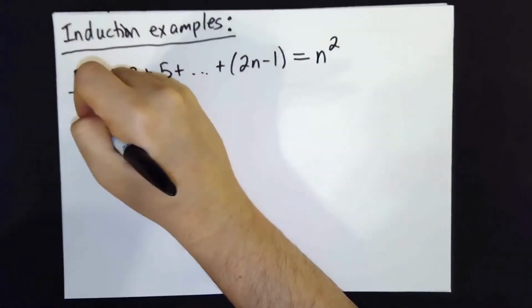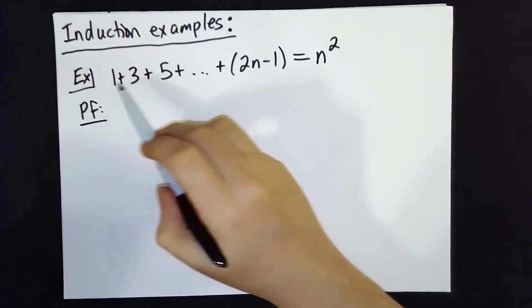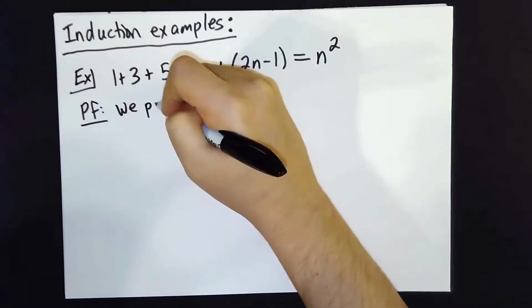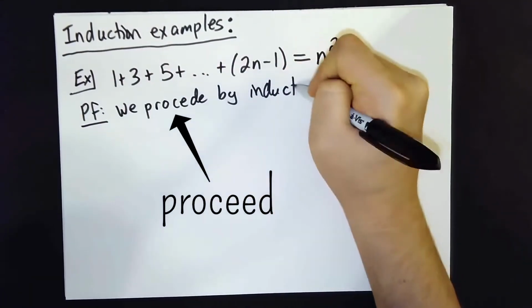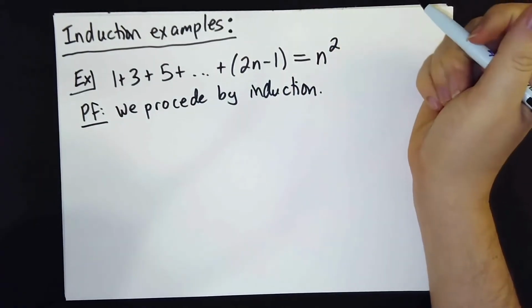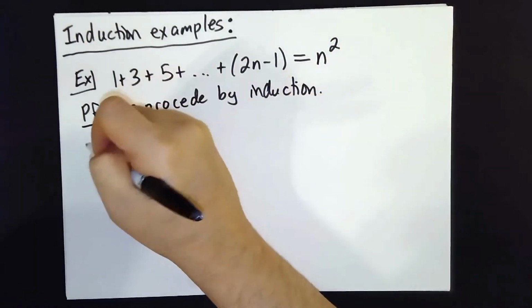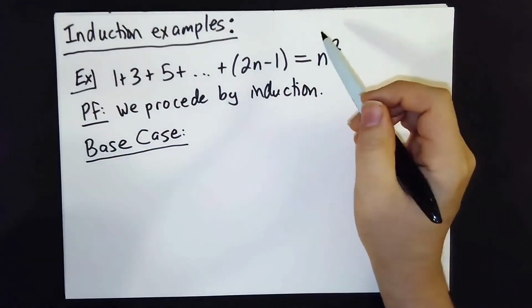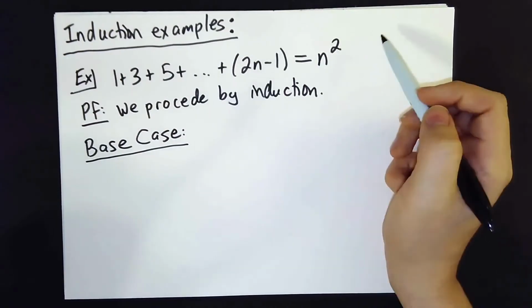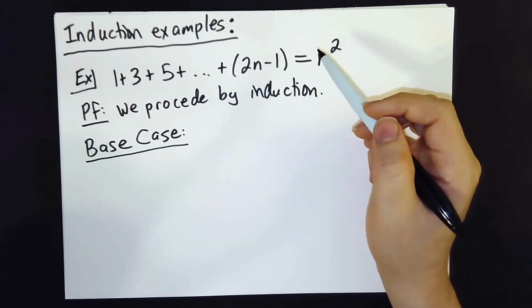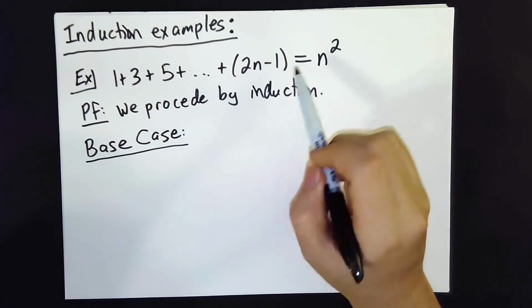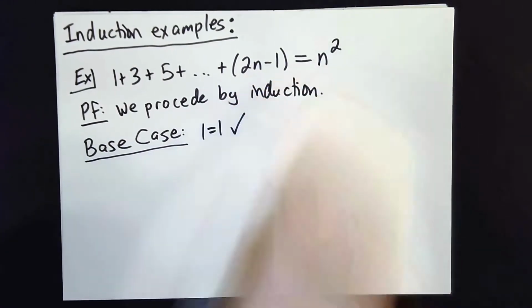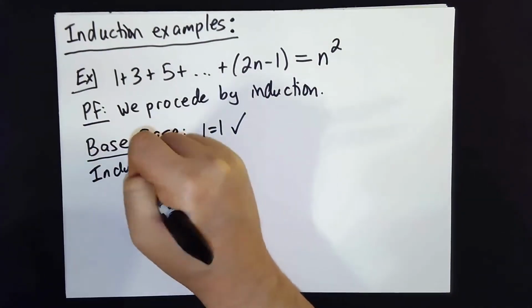So let's prove this always works, that if you add the first n positive odd numbers, you always get n squared. So of course we're going to use induction, which means, again, that we have two different pieces that we have to put together. We have to show the base case, namely that this is true when n equals 1. Well, what does this say when n equals 1? When n equals 1, this literally says 1 equals 1. So that's great.